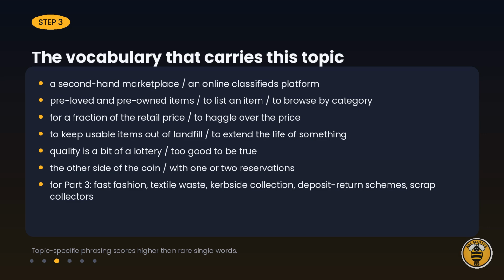Here is the vocabulary bank. Notice that almost none of these are rare single words. They are ordinary words in topic-specific combinations, and that is what lexical resource actually rewards. A second-hand marketplace, an online classifieds platform, for a fraction of the retail price, to keep usable items out of landfill, the other side of the coin. And for part 3, fast fashion, textile waste, curbside collection, deposit return schemes, and scrap collectors.